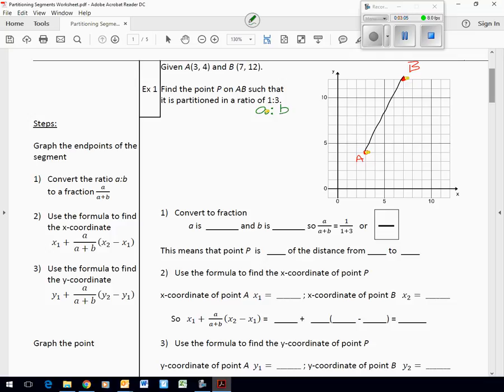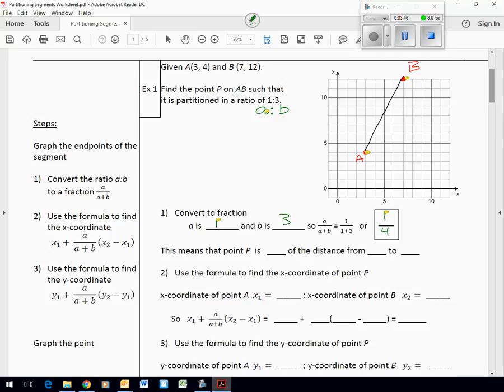So looking at that, convert it to a fraction. A is what? 1. B is 3. So now let's look at the fraction it has. The fraction is A over A plus B. 1 over 1 plus 3, correct? So 1 over 4. The ratio 1 to 3 converts to the fraction 1/4. Everybody with me on there?